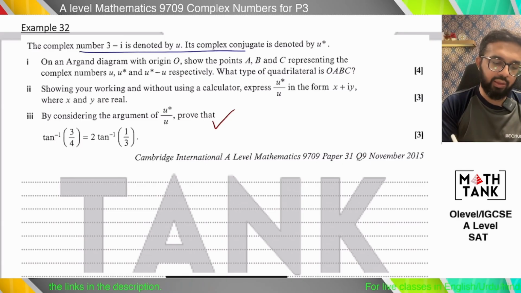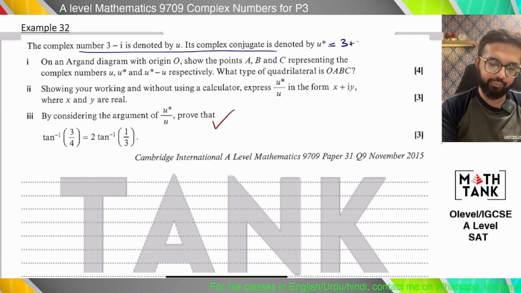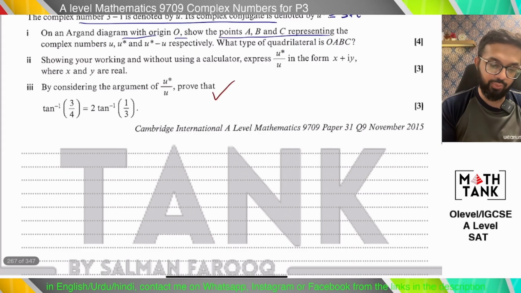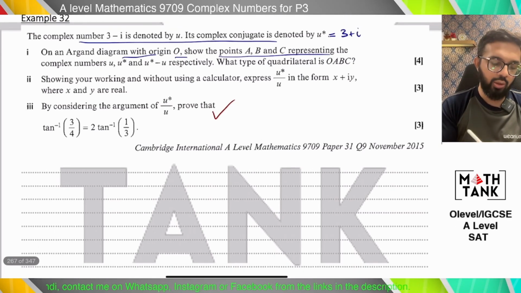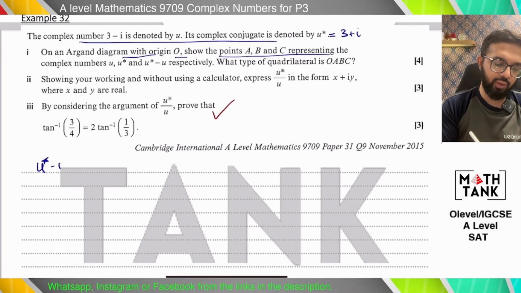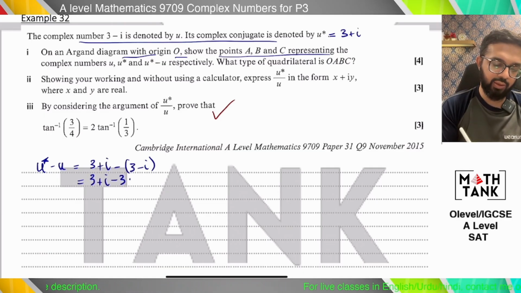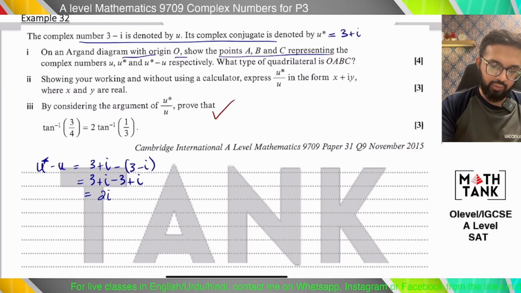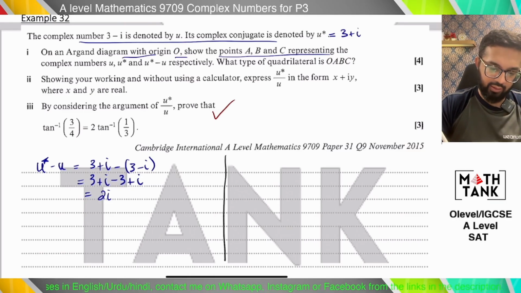If this is a complex number, its complex conjugate is u star, so 3 plus i. On an Argand diagram with origin O, show the points A, B, C representing the complex numbers u, u star, and u star minus u. So I will have to do u star minus u first. That's 3 plus i minus 3 minus i. 3 plus i minus 3 plus i, that's 2i. So let's try to represent these on a diagram.